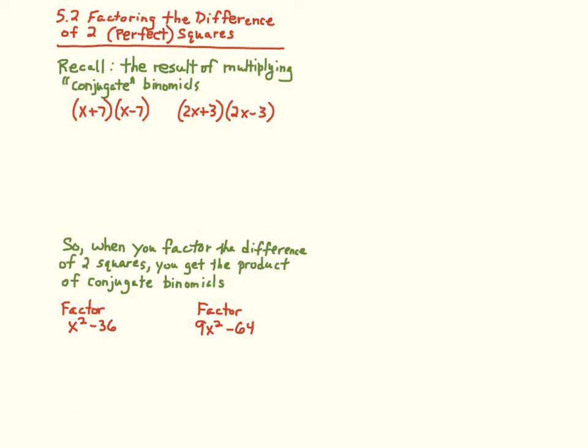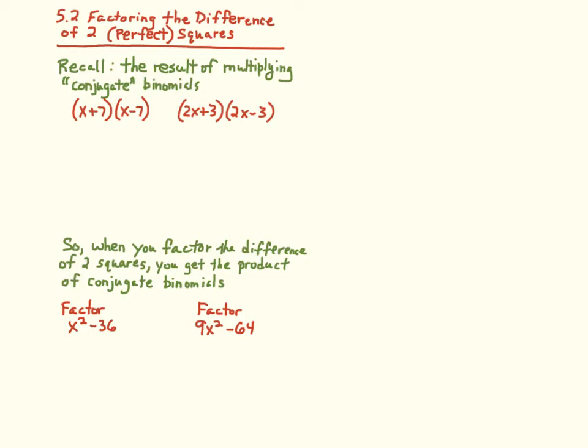Where this comes from, let's first remember the result of multiplying what we call conjugate binomials. Like x plus 7 is a binomial. X minus 7 is the same binomial except for the sign between the two terms of the binomial, and that's what it means to say conjugate binomials. So 2x plus 3 and 2x minus 3 are conjugate binomials. They're not considered to be opposites. That would be if it was negative x minus 7 or negative 2x minus 3.